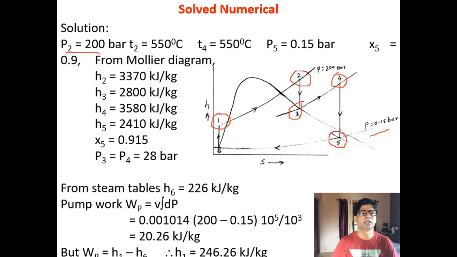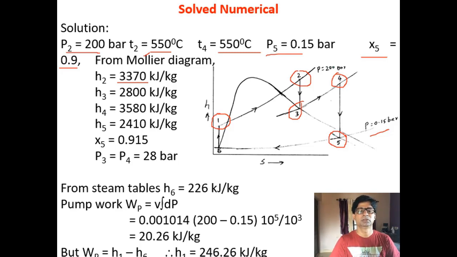So it is 200 bar, T2 is 550 degrees Celsius, T4 is 550. P5 you can take, or you can take this as P1, P2, P3, like that also. With respect to point 5, P5 is 0.15 bar, and X5, the dryness fraction at point 5, is 0.9. Now let us make use of a Mollier chart. Locate point 2, that is at 200 bar and 550 degrees Celsius. You will find H2 as 3370 kilojoules per kg.